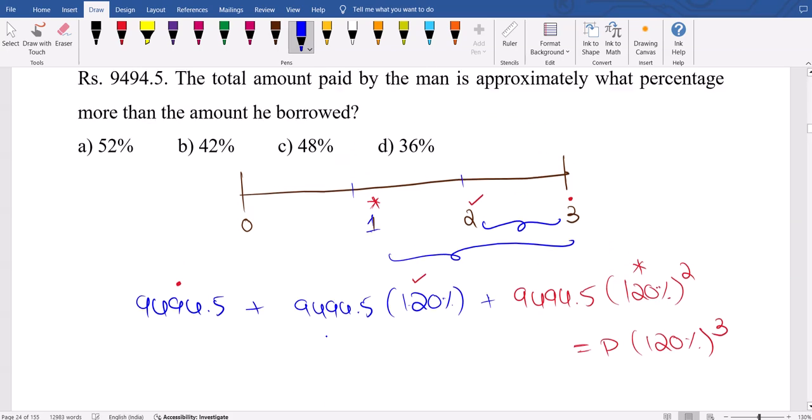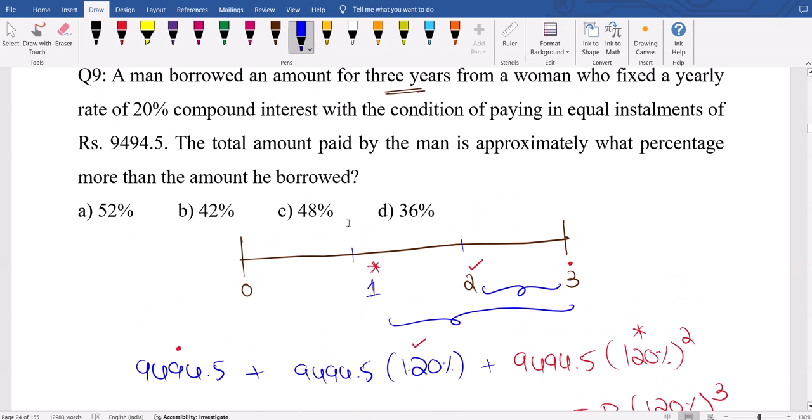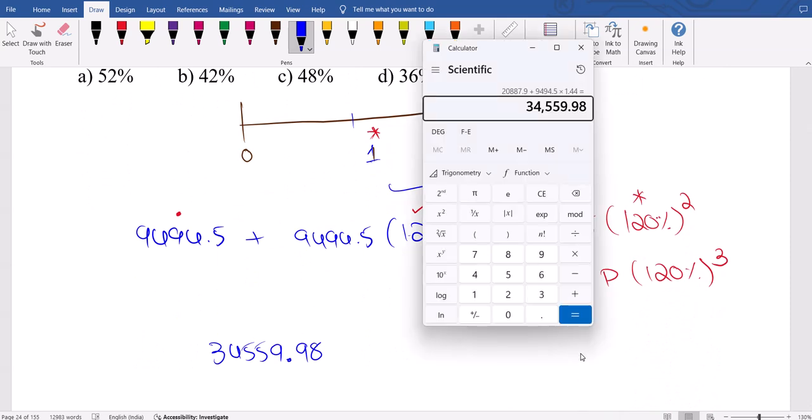What's the question actually? Let's see again. The total money paid by the man is approximately what percentage more than the money he borrowed? Or else they may give equal installments directly. Here they may involve that amount directly. We'll see whether they applied that 1 year holding or not. We'll check. Divided by 1.728. Principal is 20,000.